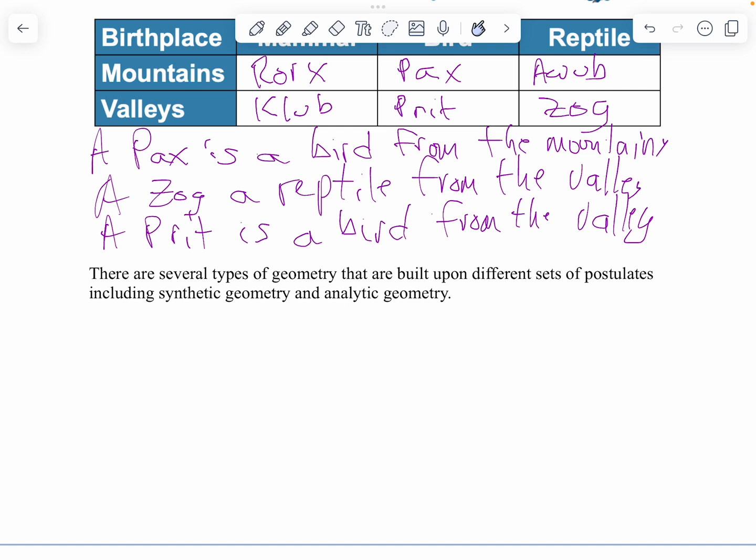Now, there are several types of geometry that are built on different sets of postulates, including synthetic and analytic geometry, and we'll talk about synthetic and analytic geometry in the next video.